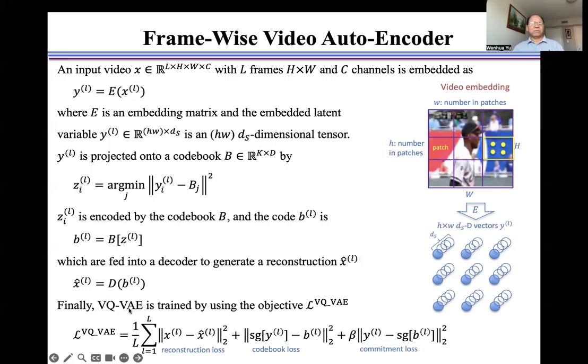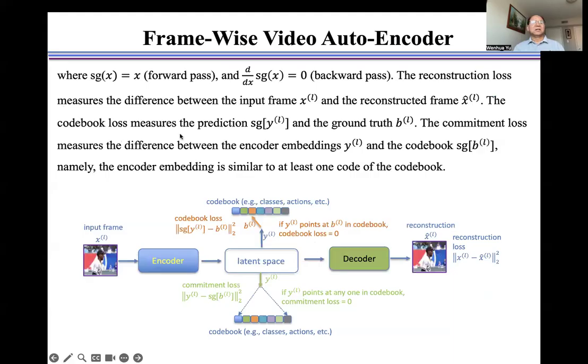Finally, the VQ variational autoencoder is trained by using the objective L as shown here, which includes three terms, namely reconstruction loss, codebook loss, and commitment loss. Where SG stands for stop gradient, SG of X is equal to X in the forward path, and its derivative is equal to 0 in the backward path.